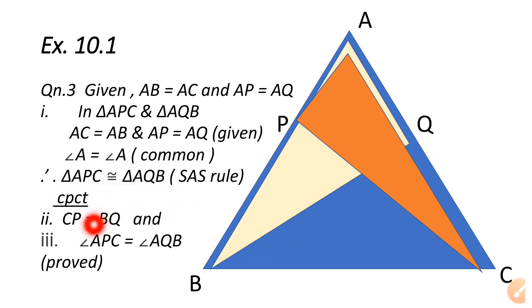This is the corresponding side of the congruent triangles. And one more angle is also equal here, angle APQ. This angle APQ must be equal to the angle at Q, because P and Q are the corresponding points. So APQ is equal to AQB. So those two angles are also shown equal.